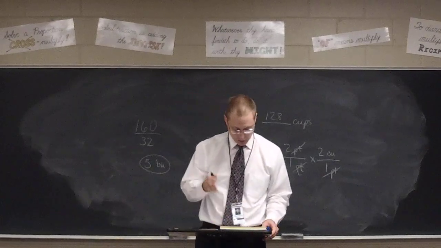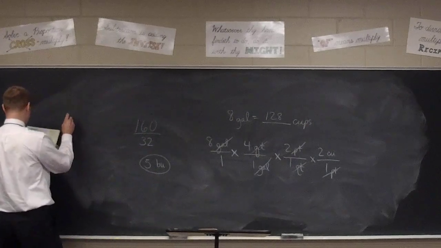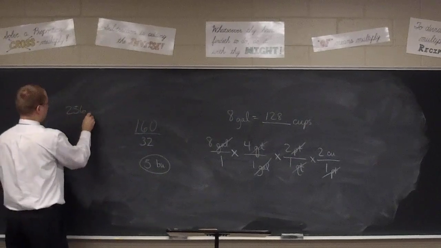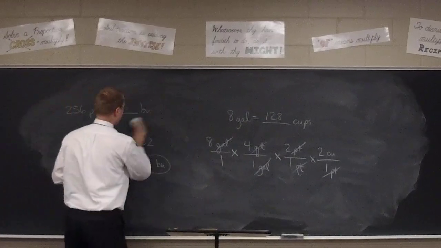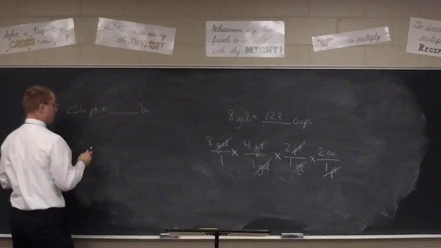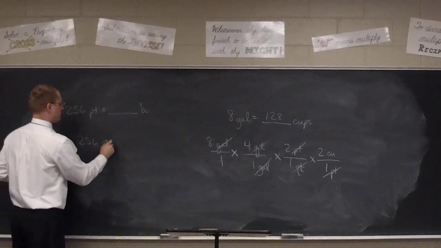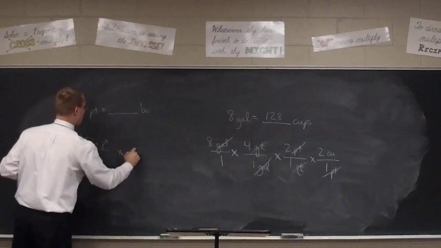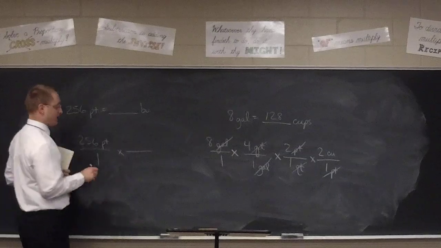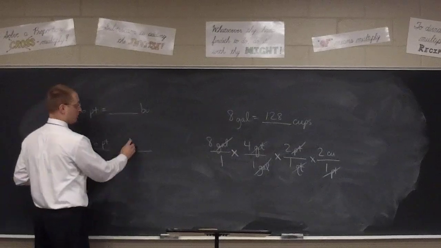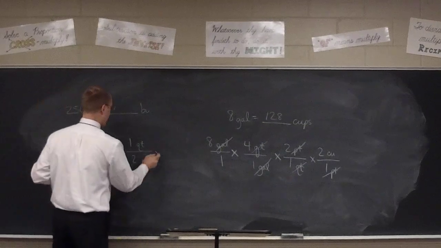Look at number 9. Let's do just a couple of these together here. 256 pints equals how many bushels? All right, well, what do we know? Well, how do we start, class? Put the 256 over 1. 256 pints over 1. What do we know about pints? 2 equals 1 quart. How do we set it up? 1 quart over 2 pints. And the pints cancel. All right, now I've got quarts.